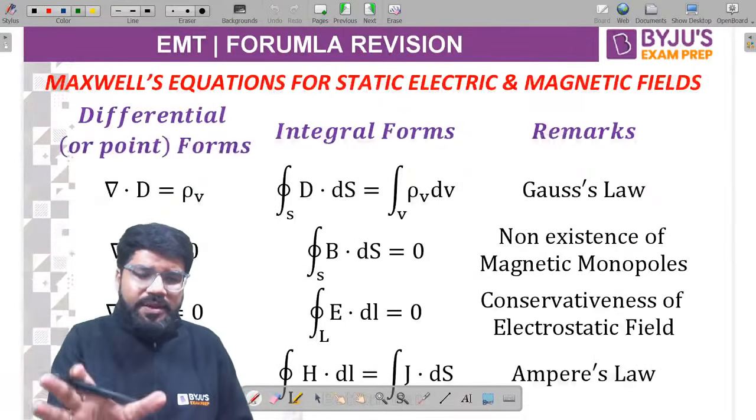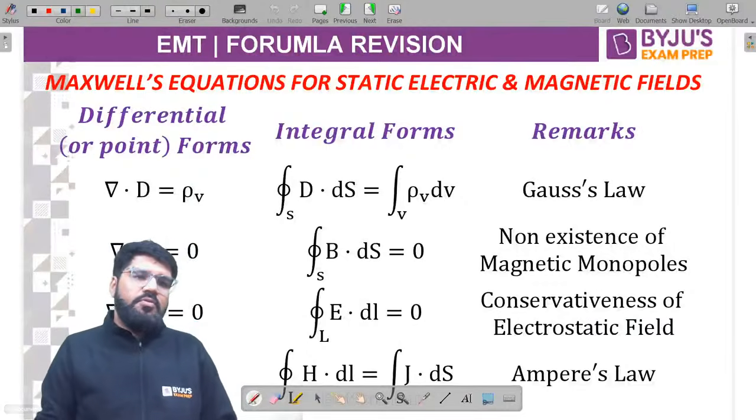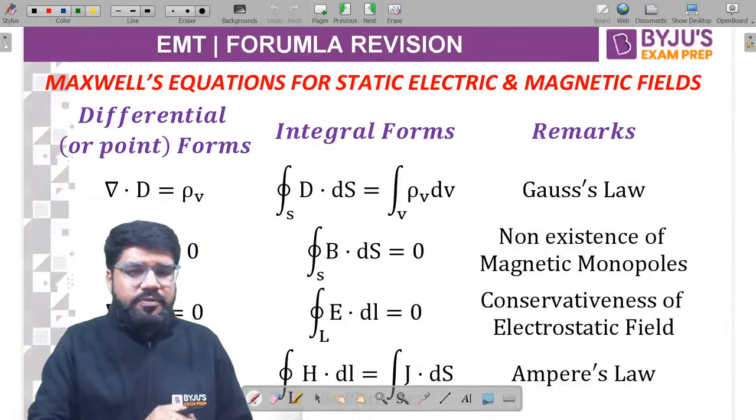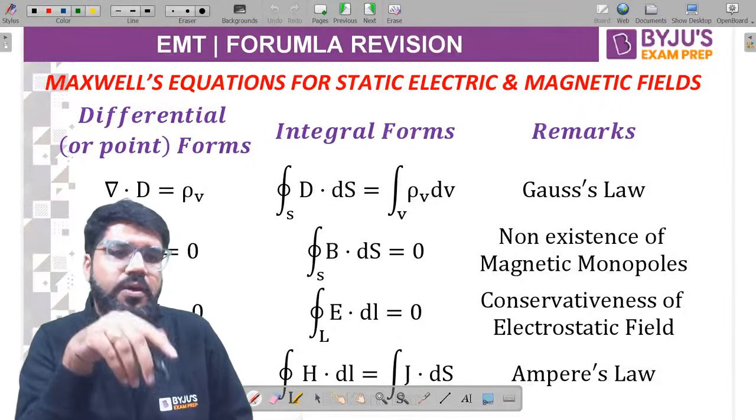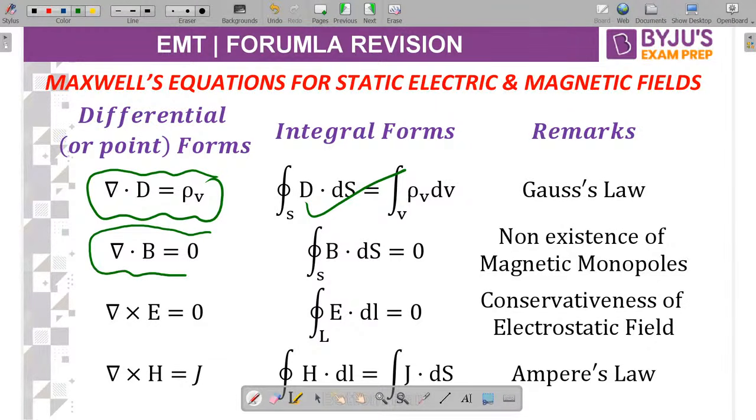Let me give you a quick briefing. What are the four Maxwell's equations you have seen till this point of time? Gauss law, del dot D is equal to rho V, and this is the integral form. As I just now told you, absence of magnetic monopoles will give you the Maxwell's equation del dot B equal to zero.